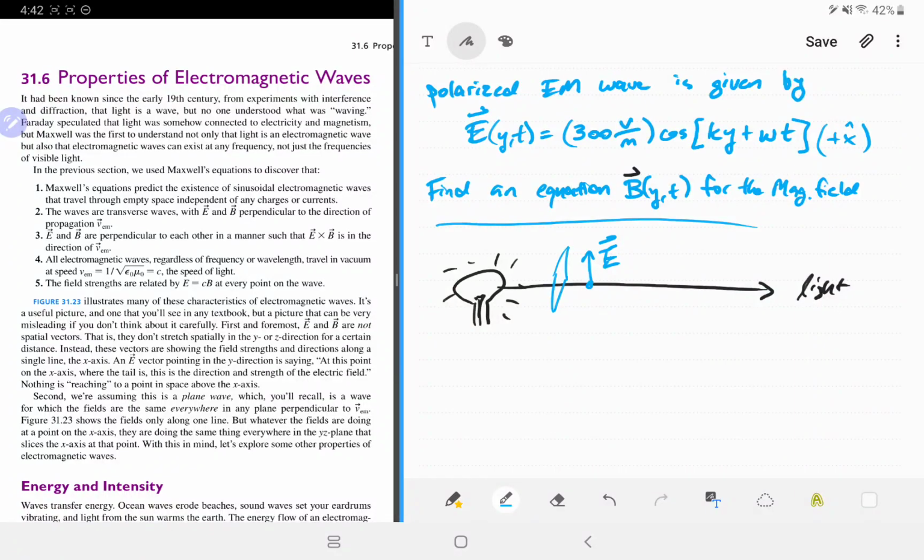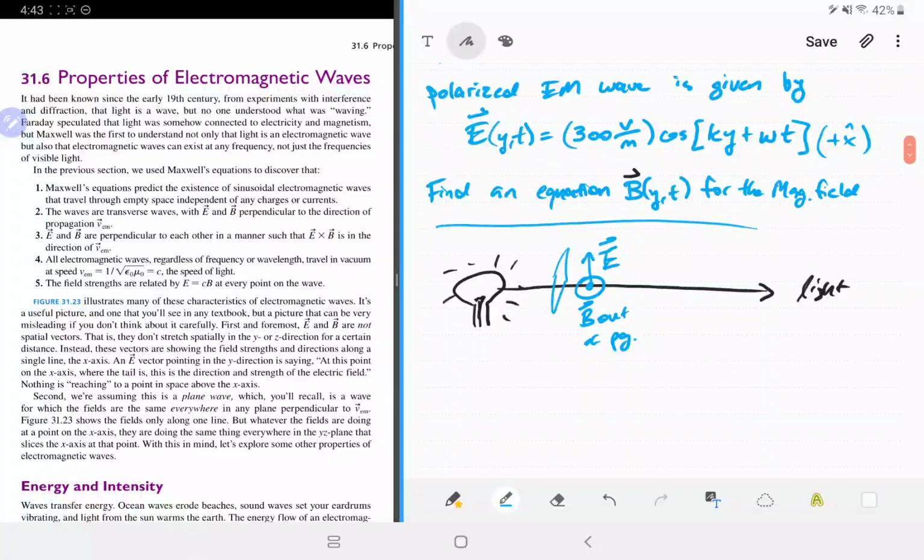If the electric field is up, then from the direction of the light wave and the direction of the electric field, I know that the magnetic field has to be out of the page at that point. I guess I could draw it right here. So B is out of the page, if the electric field is up.